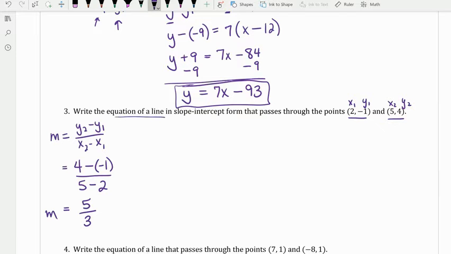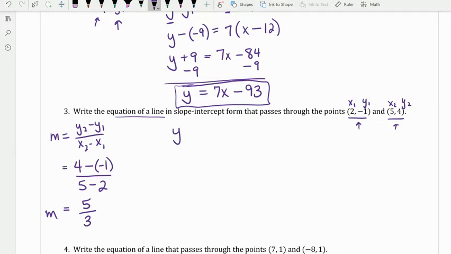Now I want to write the equation of the line in slope-intercept form. Again, it's kind of like the previous problem, like number 2, where I have the slope, and then I can pick one of my 2 points over here, doesn't matter which one, to be the x and the y value that I plug in. Most of you used the 2, negative 1, so I'll go ahead and use that one.